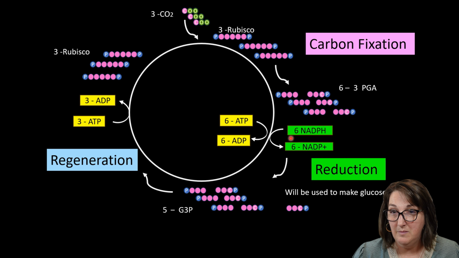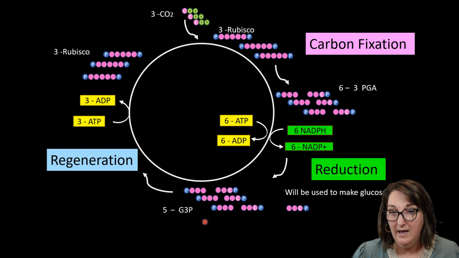Then NADPH is going to come in, and it's going to start tagging hydrogens onto these PGAs. Again, it can't do it by itself. ATP's got to make that happen. Then when I have these electrons and these hydrogens on, these now turn into G3P. One of these will come over, and then one of these will be used to make glucose. So then I'll have 2. I'll have this one and this one.